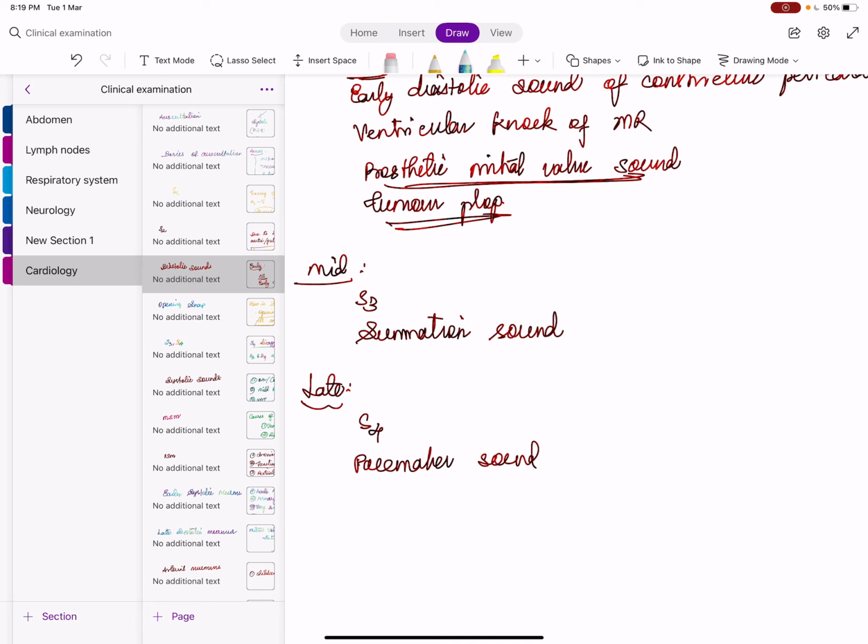So S1 is very, very easy. The sound which comes along with the pulse is S1. Most of the time we will not be hearing S3 and S4, so obviously the second one which comes is diastole. Now sometimes they may ask you, even without auscultating, can you differentiate between S1 and S2?